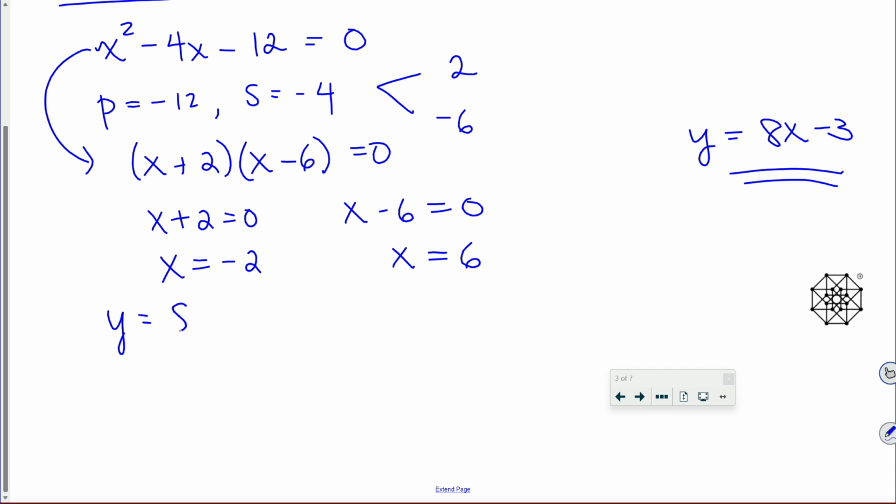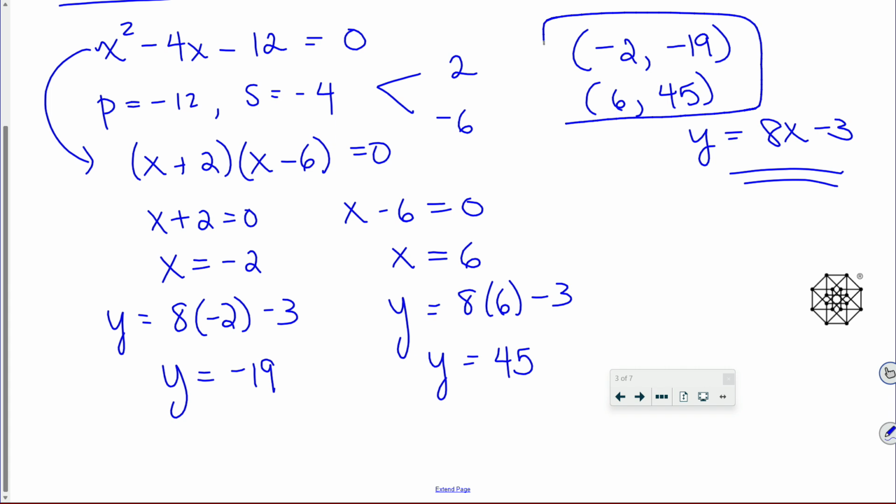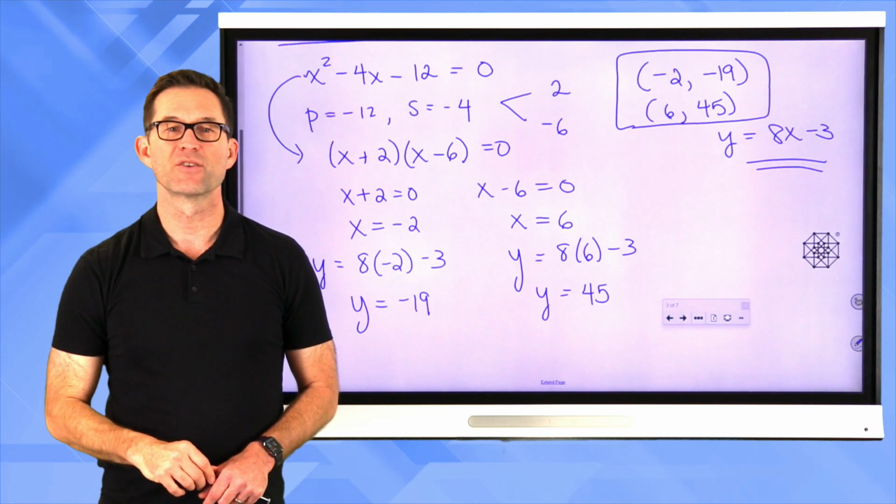I'll have y = 8 times negative 2 minus 3. That's negative 16 minus 3, so negative 19. In this situation, I'll have y = 8 times 6 minus 3. 8 times 6 is 48, minus 3 is 45. And therefore, my two intersection points are (-2, -19) and (6, 45). The two locations where my parabola and my line cross.